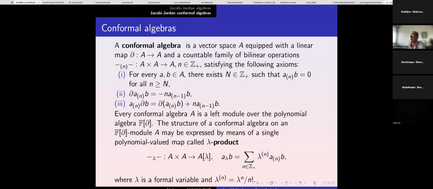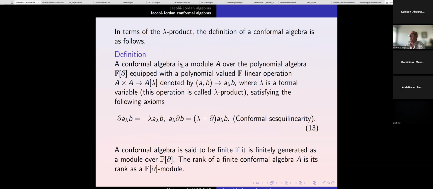Then this leads to another way to express this conformal algebra. One can express this conformal algebra on this F[partial D] module A by a polynomial-valued lambda product, which is a product from A times A into A[lambda], defined by this sum. And this is what you call a lambda product. This lambda is just a formal variable, and what is denoted by lambda to n like this is lambda power n by factorial n.